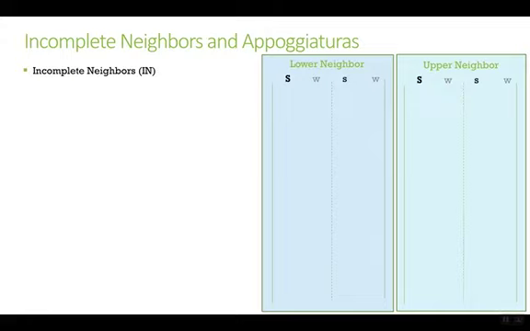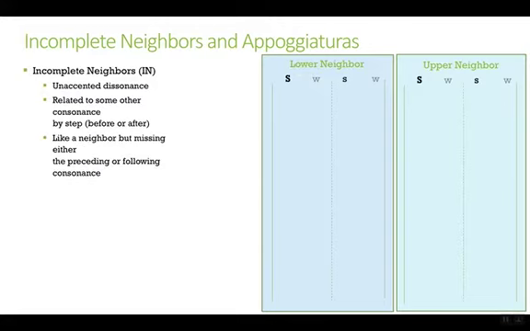Let's go on. Okay, incomplete neighbors. What makes for an incomplete neighbor? You have an unaccented dissonance, right? Normally, it's going to be related to some other note that is a consonance, and it's going to be related by step to that other consonance. So it's either going to come before or after the consonance. Now, an incomplete neighbor is not that tricky to figure out because it's really just like a neighbor tone, but either the preceding consonance or the following consonance is missing.